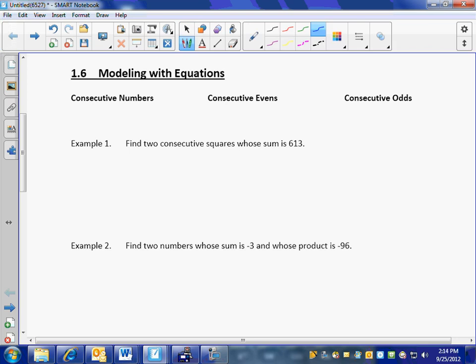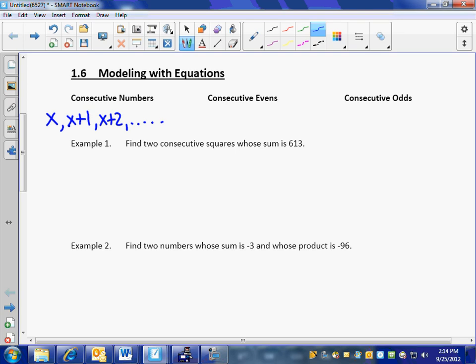Okay, consecutive numbers. If I have a given number x, what would be an expression to state the number right after x? What's the next number after x? X plus 1. Very good. What's the next number after that? X plus 2. So those are consecutive numbers. I should say consecutive integers, excuse me.